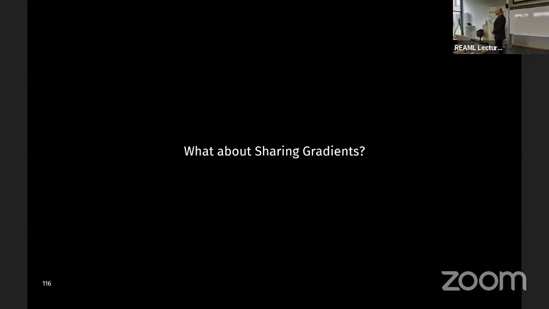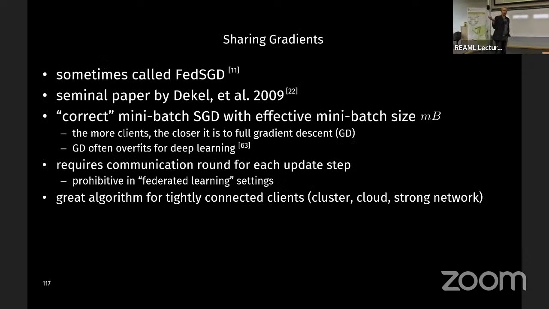The second big question is, what about sharing gradients? Is that federated learning? What I mean is, what if you compute gradients locally, and instead of doing an update step, you share the gradients with some server, you aggregate these gradients, take the average, and by the law of total gradients, that's actually the correct gradient of the entire batch, and then you do one update at the server. That's sometimes called FedSGD.